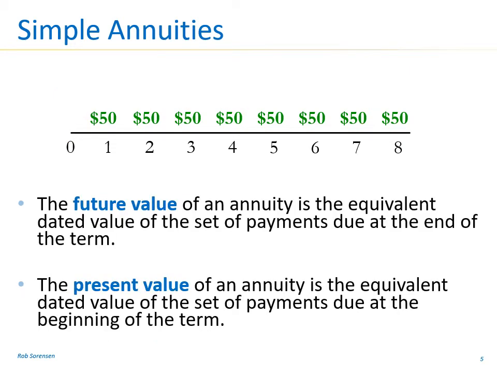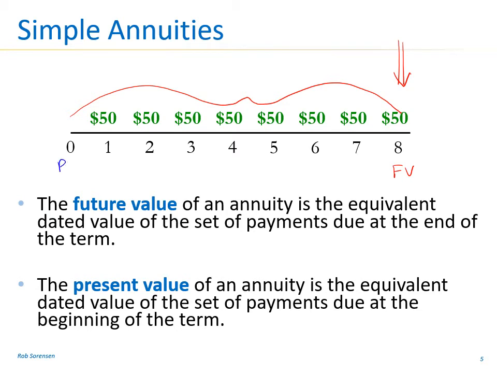The future value of an annuity is an equivalent dated value of all the payments due at the end of the term. So it's like I put my focal date down here at the end of the term. Here's the term, remember? And I said I want one number that's going to be equivalent to all of those numbers on the top. Now, you've already done equivalence with just a few dollar amounts. Here we just have many more. That's the only difference.